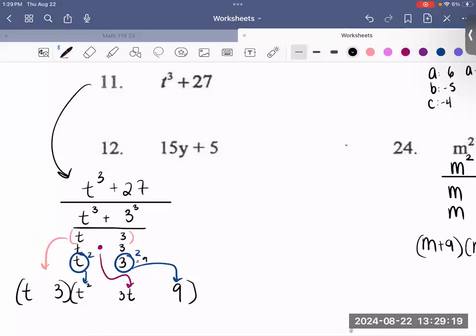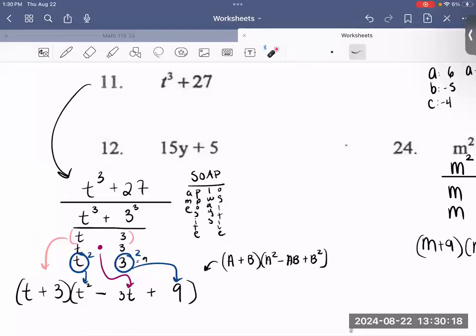Now what is missing from your answer? It's your signs. So your acronym is SOAP. It means the same sign as what you start with. So we started with a positive, we're positive. We then switch to the opposite sign. So opposite of positive is negative. And the last one is always positive. And there you go. Now this comes directly from the equation for the difference of cubes. This is kind of a breakdown of how to get to that equation itself. Your equation just being a plus b, a squared minus ab plus b squared, where a and b are itself here. This would be considered a. This would be considered b.